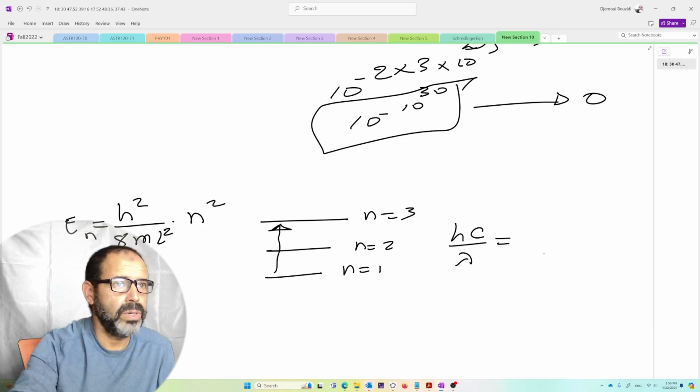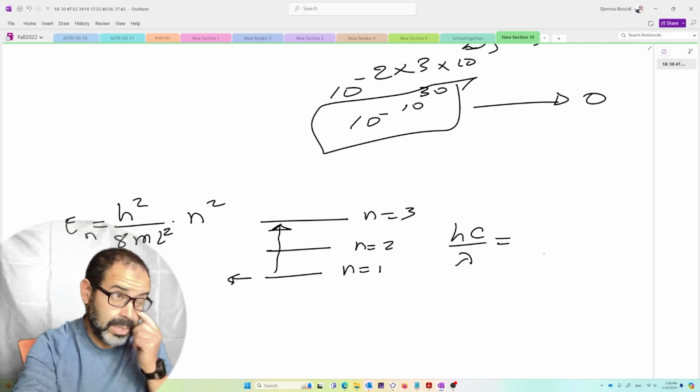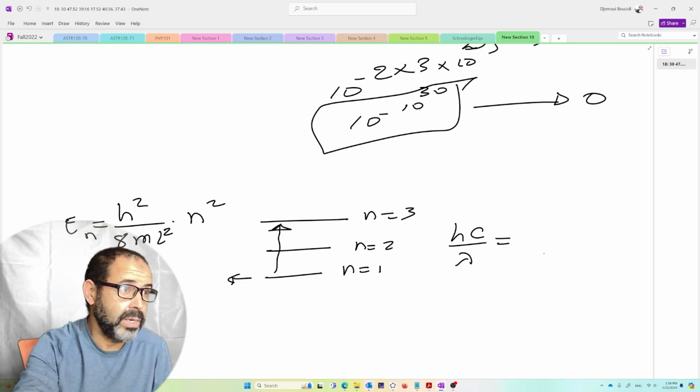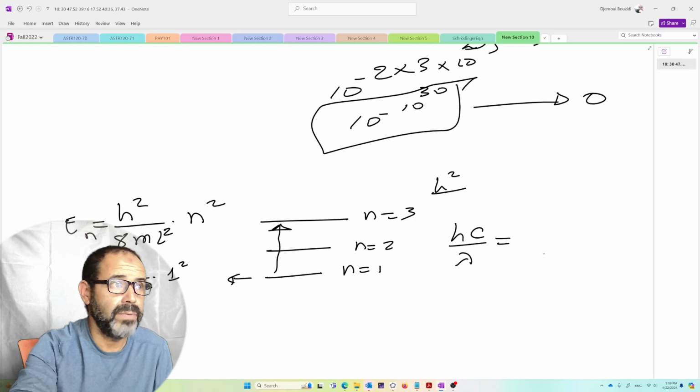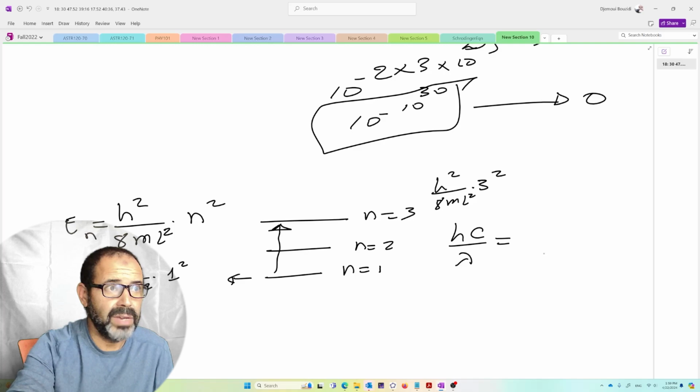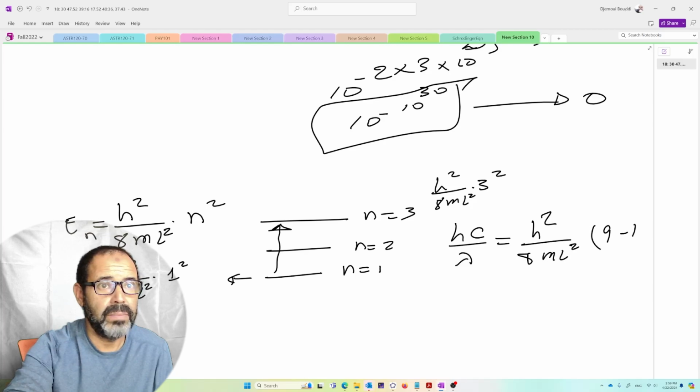This is En. So in other words, in here the energy is equal to exactly h squared over 8 m L squared, where m is the mass of that electron, times 1 squared, and in here it's going to be equal to h squared divided by 8 m L squared times 3 squared, which is 9. So at the end of the day, the energy would be enough just to transition from 1 to 3, and that energy is going to be h squared over 8 m L squared times 9 minus 1. 3 squared minus 1 squared, which is 9 minus 1.